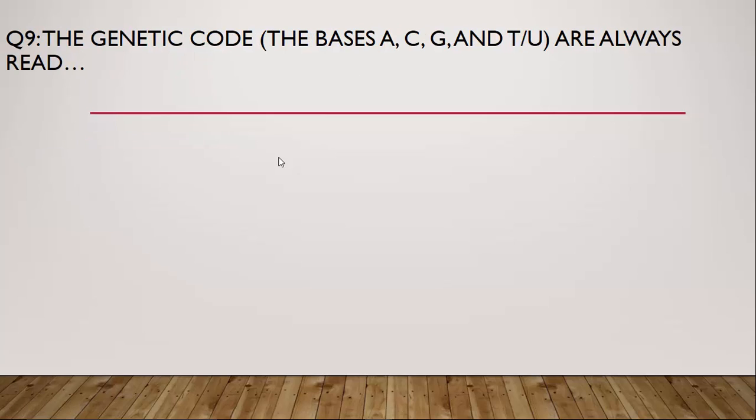Number nine, the genetic code, the bases, the A, the C, the G, the T, and the U, T being DNA, U being RNA, they're always read how? And that's going to be three bases, which are the letters, and they're always going to be read three letters at a time from left to right. There are no exceptions to that rule.